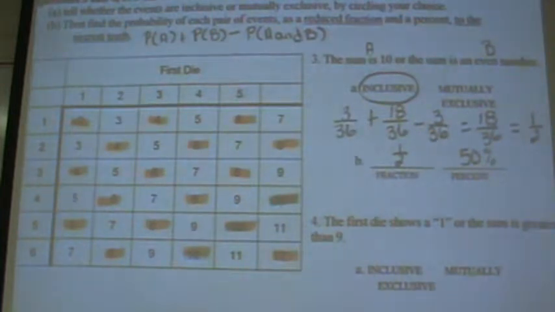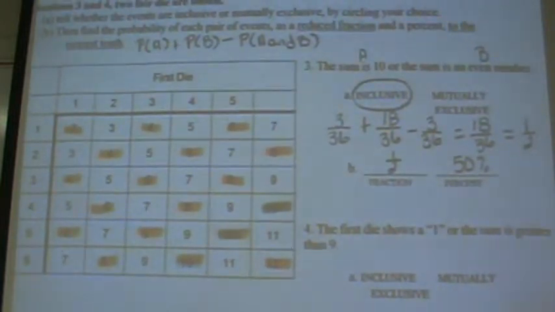Is anyone lost on that? So all of these, you just do that formula? Mm-hmm. If it's inclusive, that's saying it could be both of those. That's when you subtract. Where'd you get the minus 3 over 36?